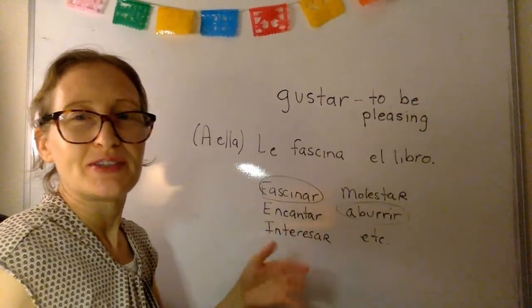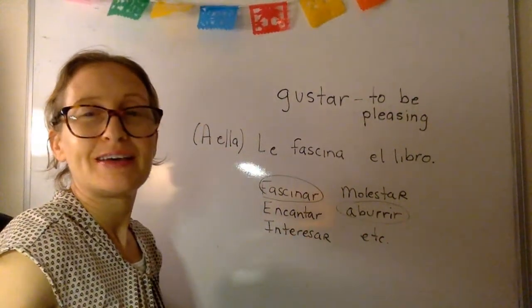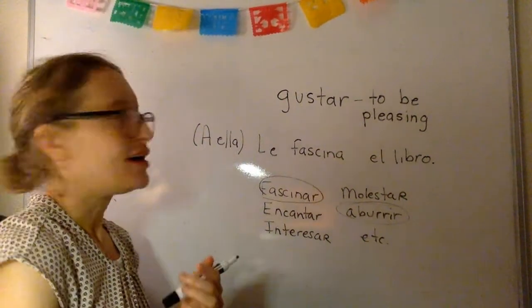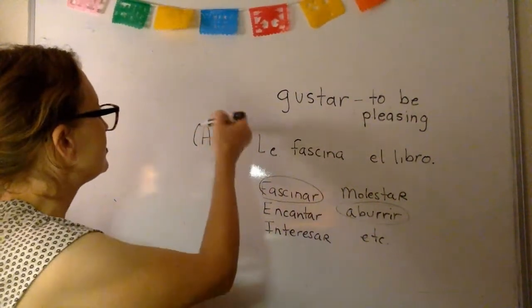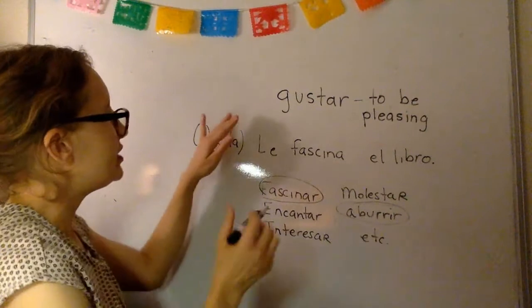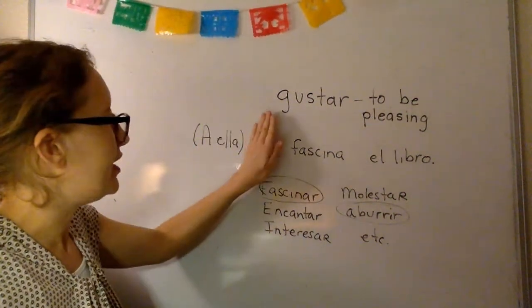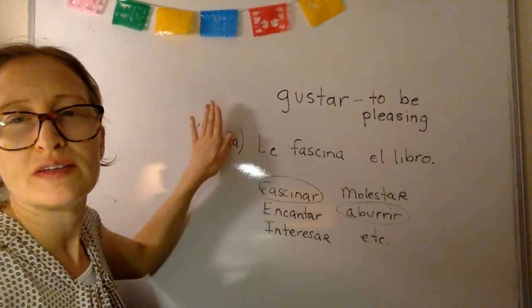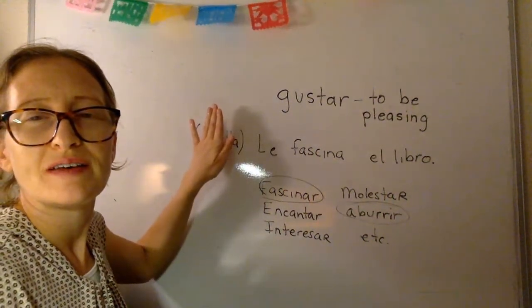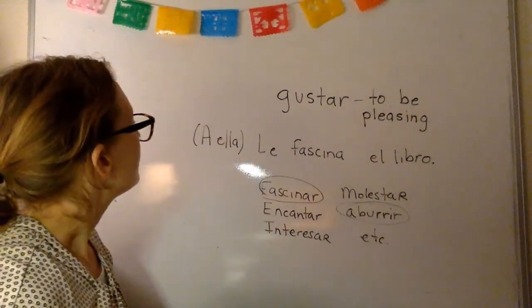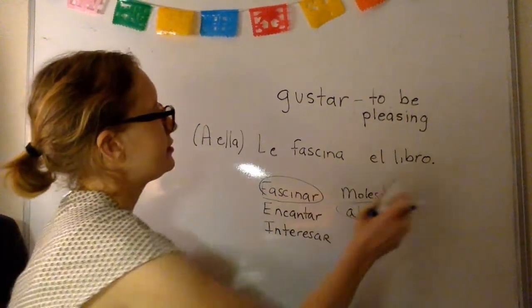That's just the way it is. It becomes redundant. We can remove this part, but we can't remove the le. The le is obligatory. We can't say a ella fascina. It doesn't work. We always have to have the pronoun. Always. Okay?